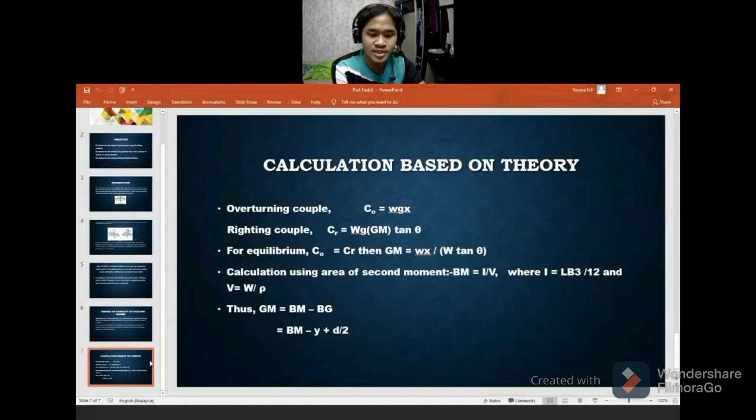And the last formula is V equal to W over rho. W is the total mass of the pontoon with vertical height, and rho is the density of water. Therefore, GM equal to BM minus BG. BG can be changed to y plus d over 2, where y is the distance between the base of the pontoon and the center of gravity, and d is the distance which the horizontal weight is moved.